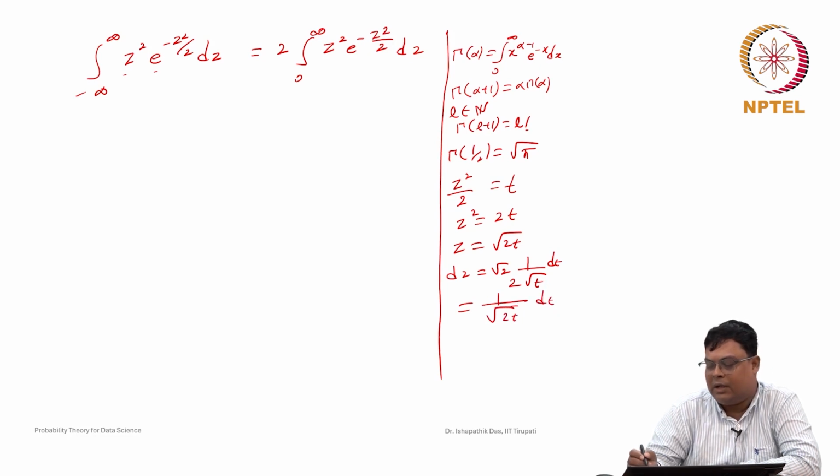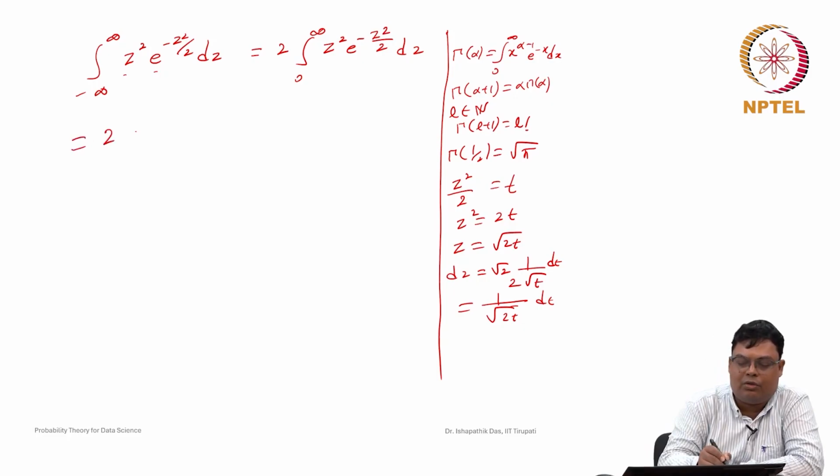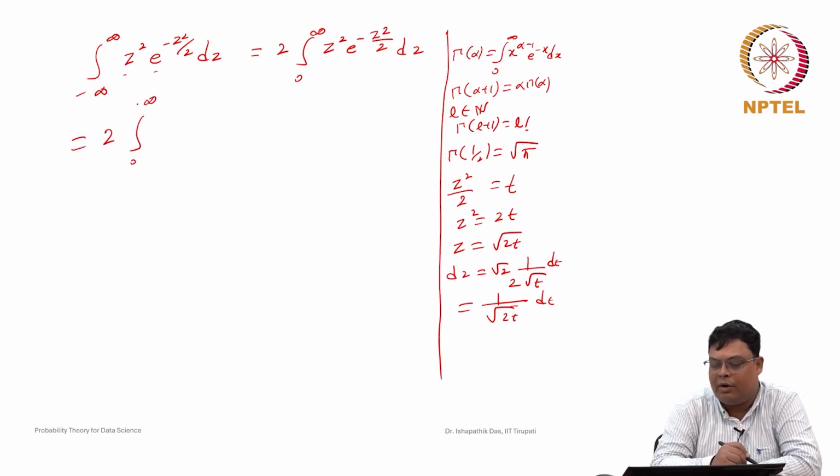So, I think this is fine. Now, the limits do not change: as z goes to 0, t goes to 0, and as z goes to infinity, t goes to infinity. So, this is 2 times the integral from 0 to infinity. Now, z square is equal to 2t.